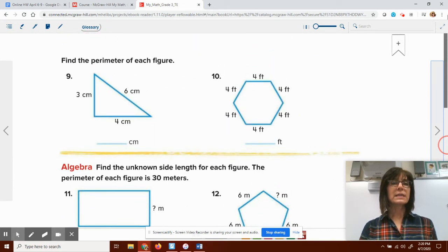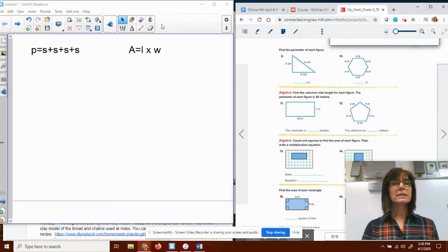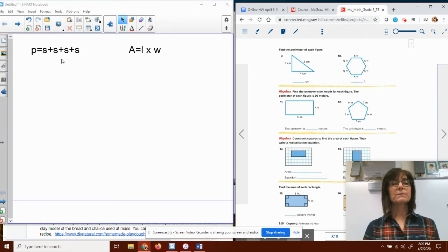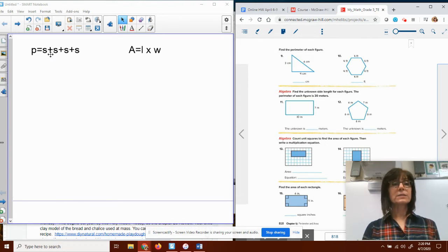On the next page, it says, find the perimeter of each figure. You know that perimeter was, again, side plus side plus side plus side. So when you look at this triangle, you need to measure all 3 sides. In this case, we only have 3 sides, so it's side plus side plus side. But on my number 10, I have 6 sides. What shape is 6 sides, by the way?